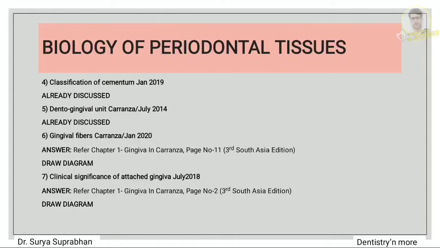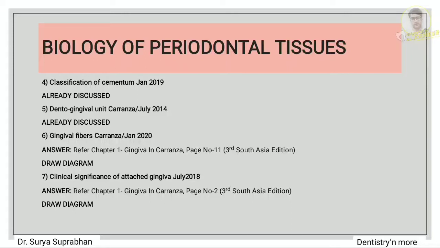The next few questions I have already discussed, that is the classification of cementum. You have to write the Schroeder's classification as well as the other classification, that is the cellular and acellular, and also the coronal and the radicular cementum. Then dentogingival unit is also mentioned, and also discussed already. Then gingival fibers is also mentioned. You have to do a diagram for the gingival fibers.